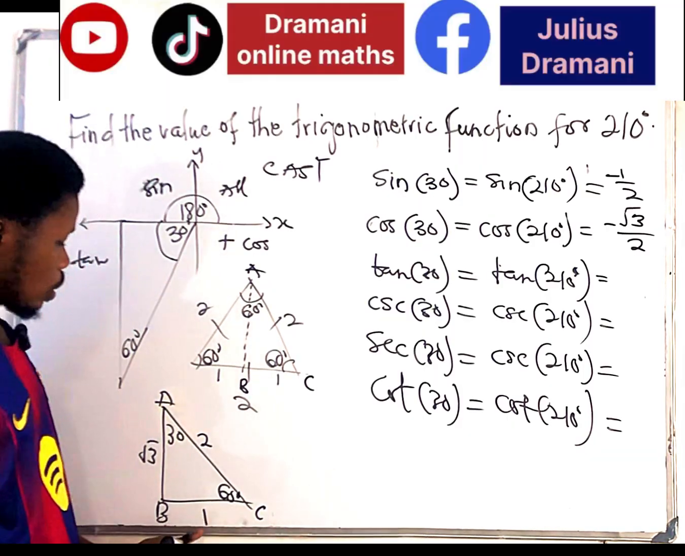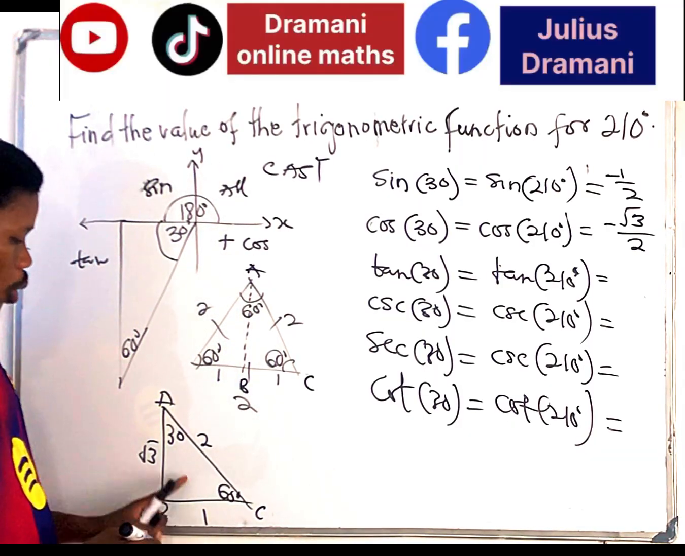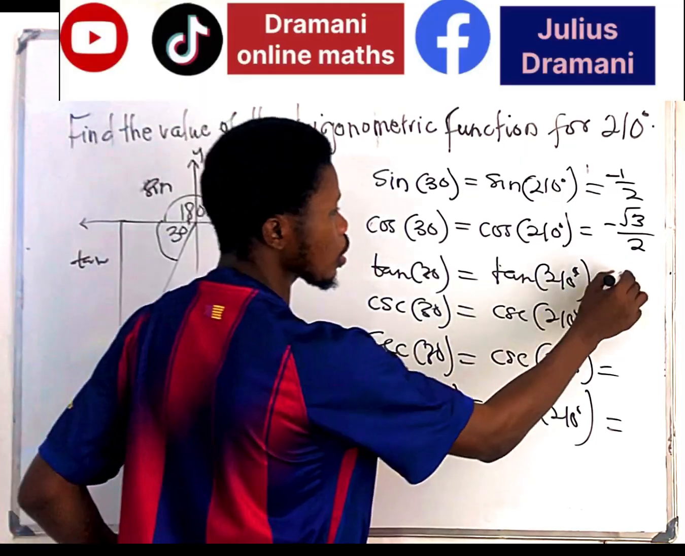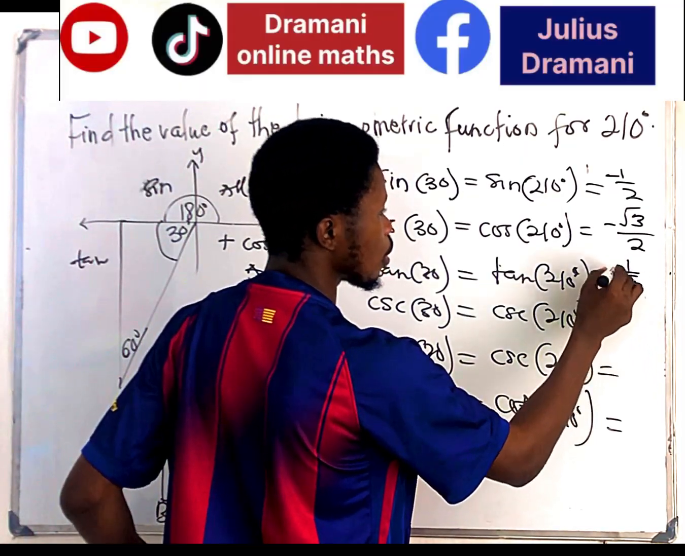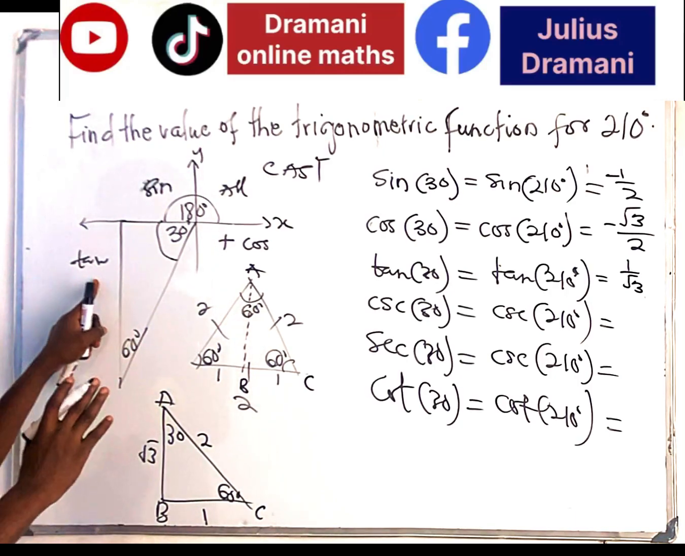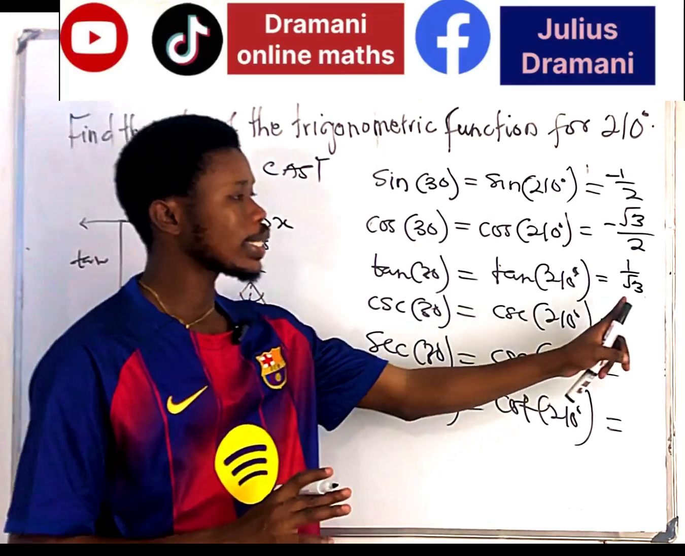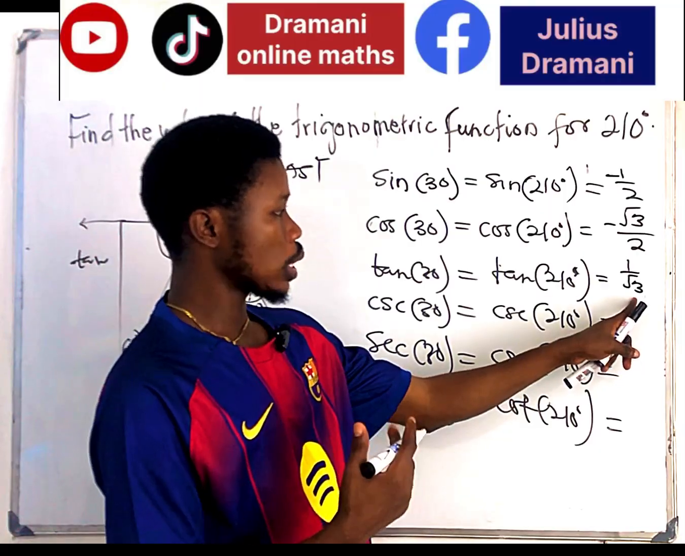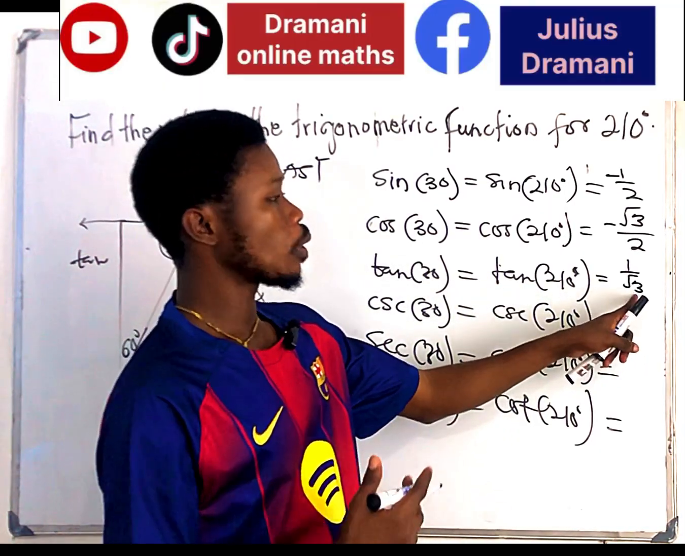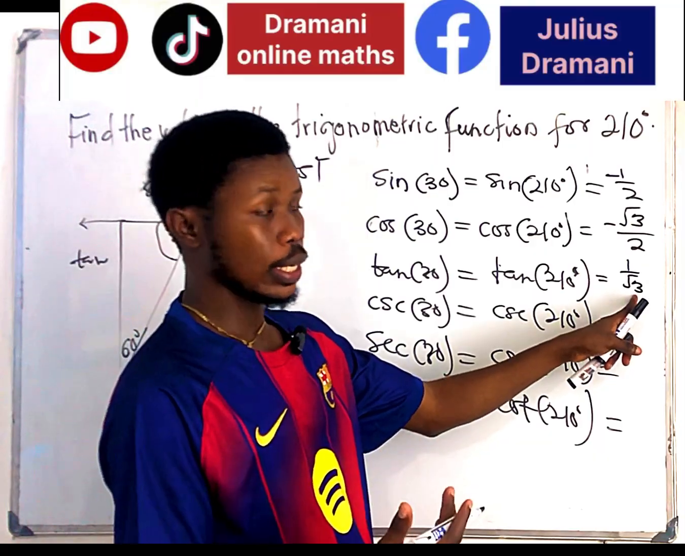But for tan, which is opposite over the adjacent, so 1 over root 3, it is positive. It's in its comfortable zone, which is the third quadrant, so we maintain it. Remember that if you put tan 210 in the calculator, it will give you root 3 on 3, because the calculator will rationalize it.